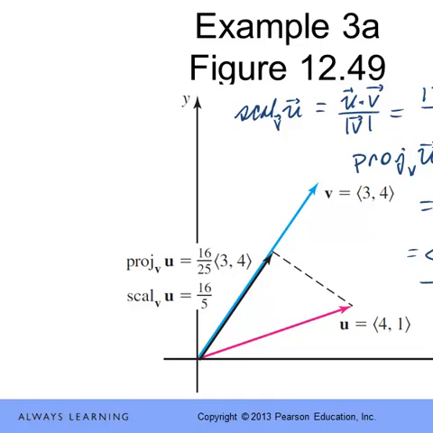Otherwise, if you want to do u dot v over v dot v times v, then that's fine too. U dot v is 16. V dot v is the magnitude of v squared, but the magnitude of v is 5, squared is 25, times v. So either way is perfectly fine. Here we're just using the technique of the scalar component of u in the direction of v. Good.